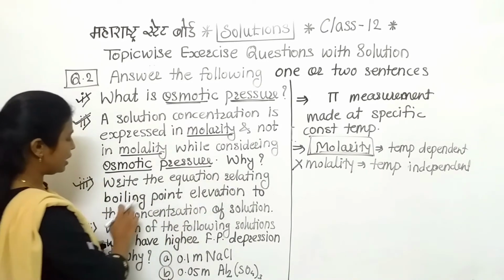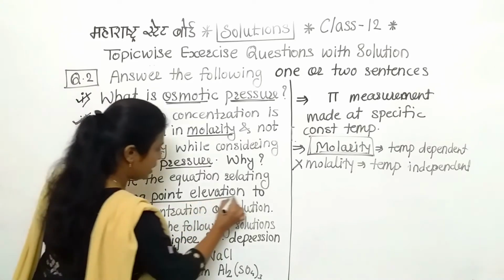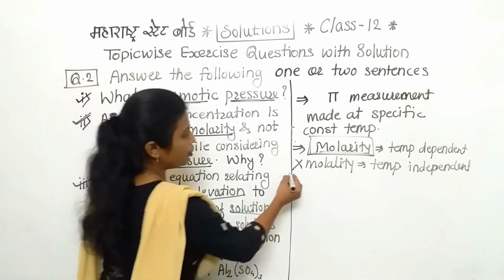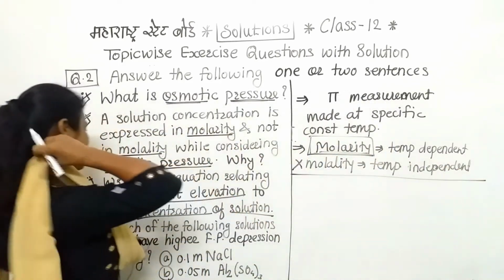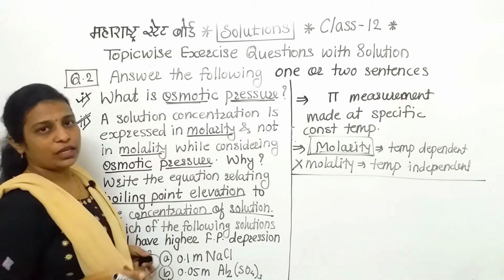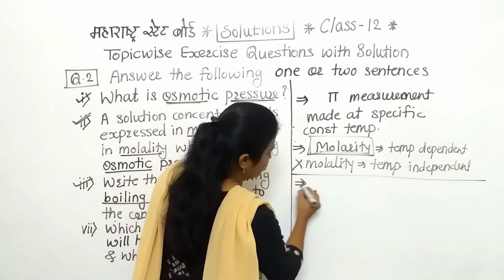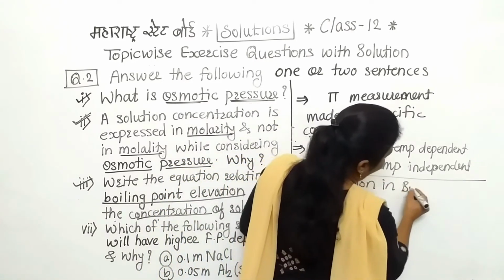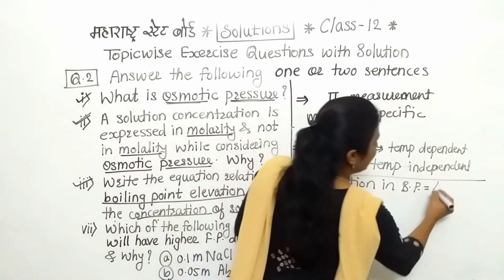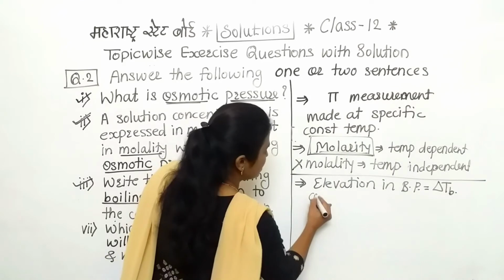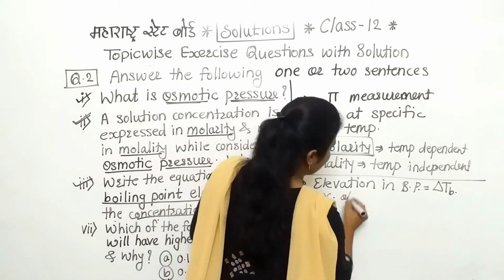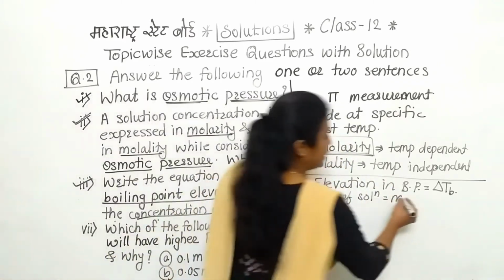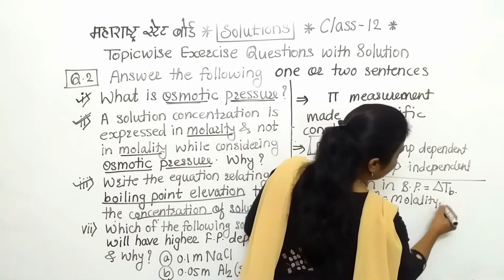Write the equation relating boiling point elevation to the concentration of the solution. Now if we consider this third question, we can say that for elevation in boiling point we are using the symbol delta TB. Now we have to consider the concentration term, or concentration of the solution. It is expressed in terms of the molality, that is the small m.